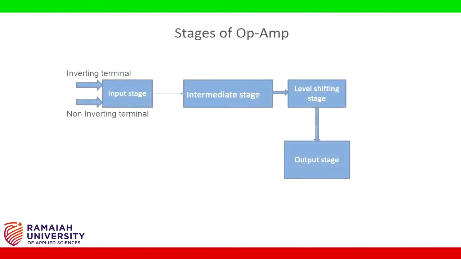The stages of operational amplifiers are input stage, intermediate stage, and output stage. In the input stage, there are two terminals. One is the inverting and another one is the non-inverting terminal. The intermediate stage provides the balanced output to the level shifting stage. The level shifting provides high voltage gain at low supply voltage. The output stage provides the output of the circuit. It contains a complementary symmetry push-pull amplifier within it.